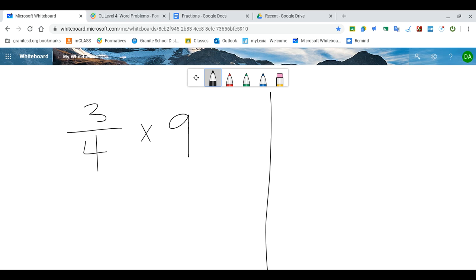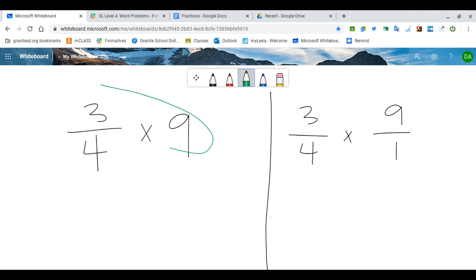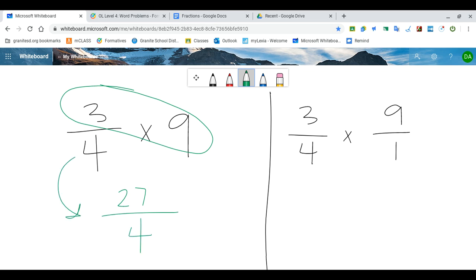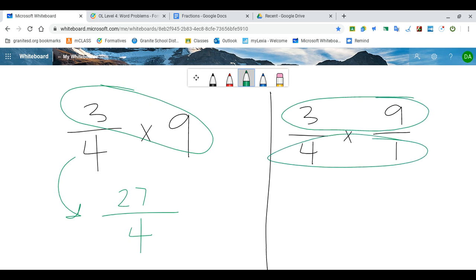I can do 3/4 times 9, or I can do 3/4 times 9 over the denominator of 1, because this and this are the exact same thing. They just look different. So now I can proceed. If I'm going to use this method, I'm going to do 3 times 9, which is 27, and my denominator stays the same. It's going to be 4. Or I can multiply straight across, and I can do 3 times 9, which is still 27, and 4 times 1, which is still 4.